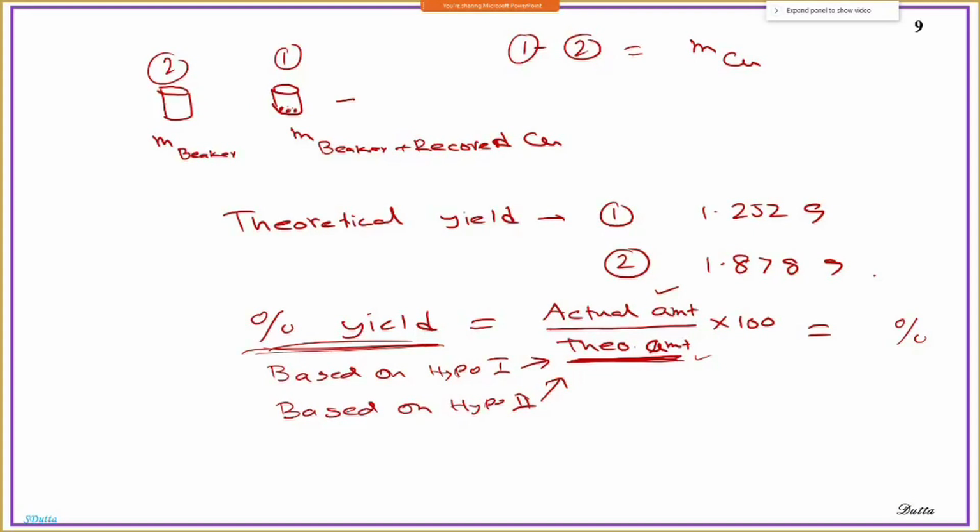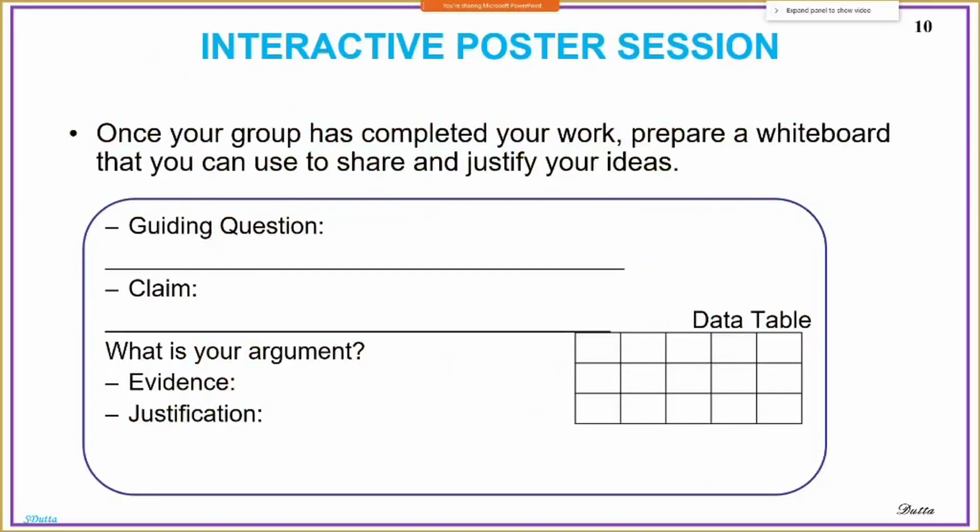So how are we going to write? First, you're going to have some discussion. You're going to write a guiding question: what are the products of a reaction? If you do the reaction of copper sulfate with iron, are you going to get iron 2 sulfate with copper or iron 3 sulfate with copper? That is the guiding question.